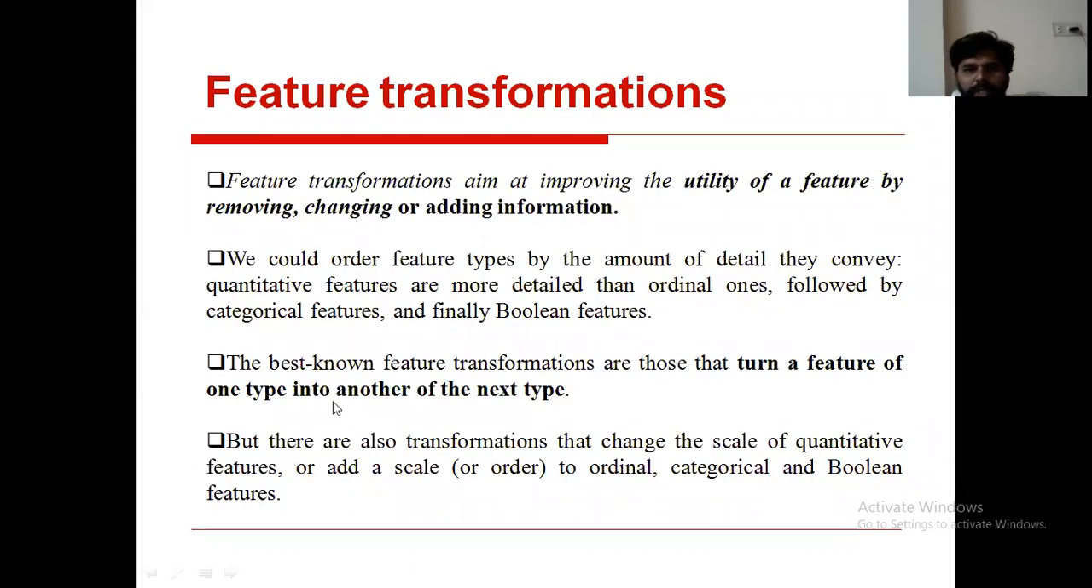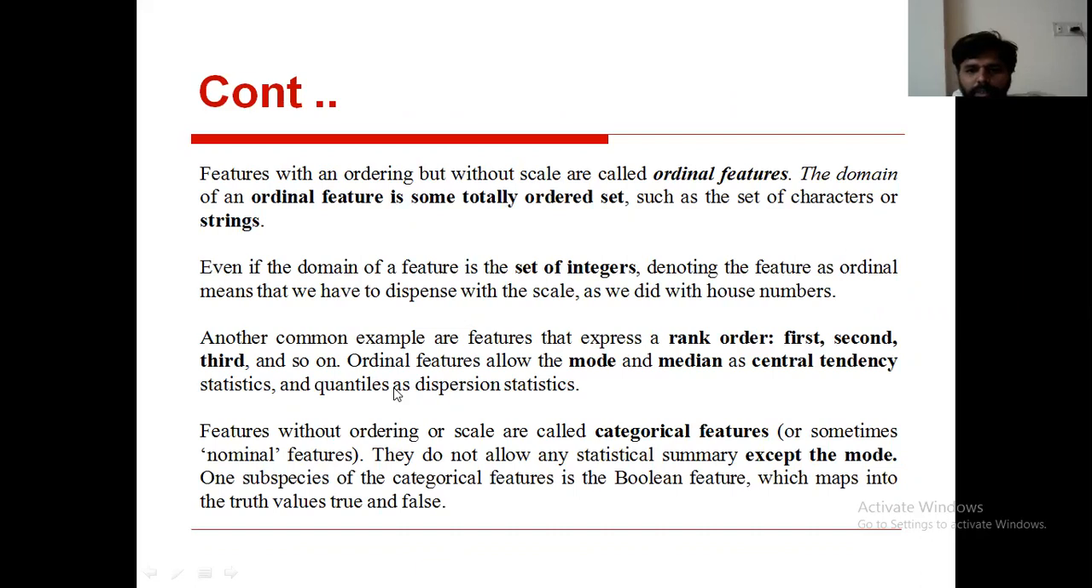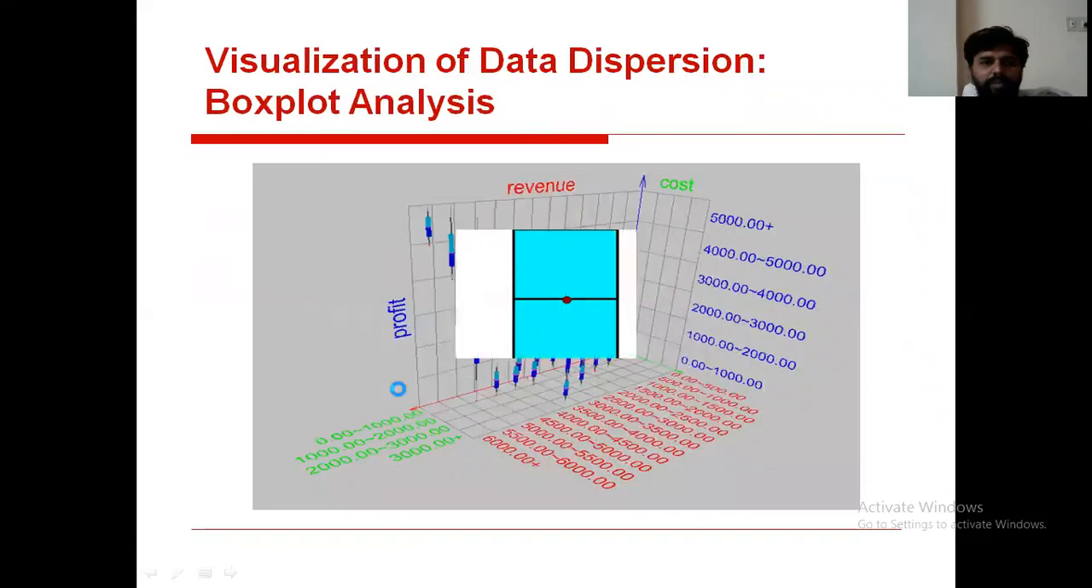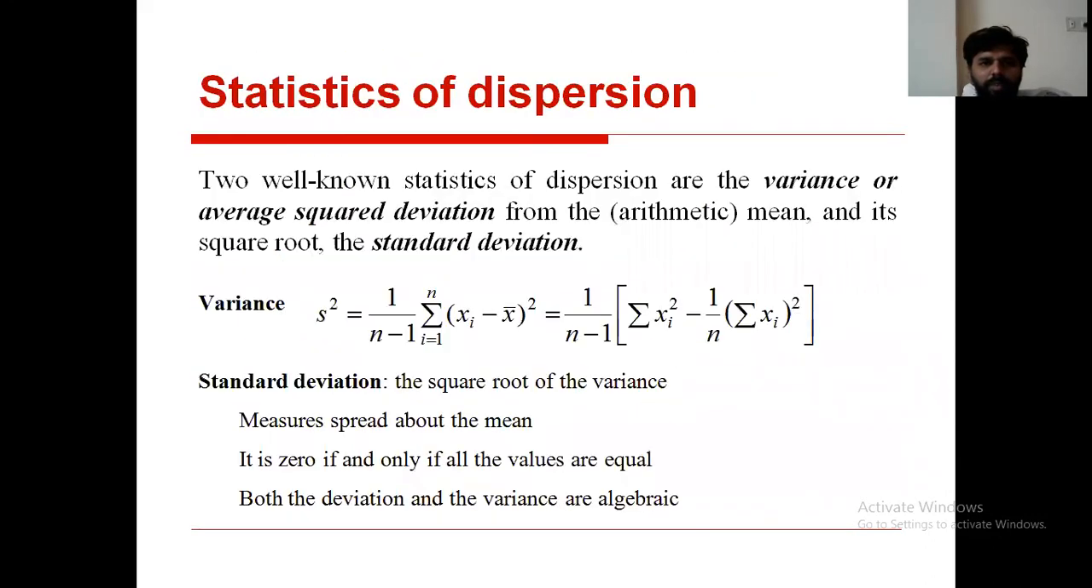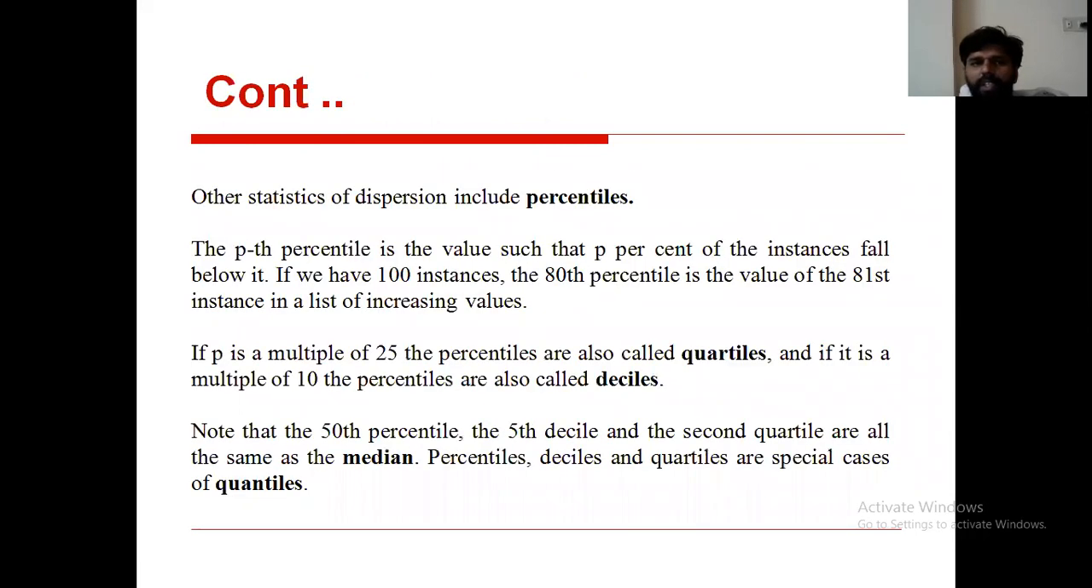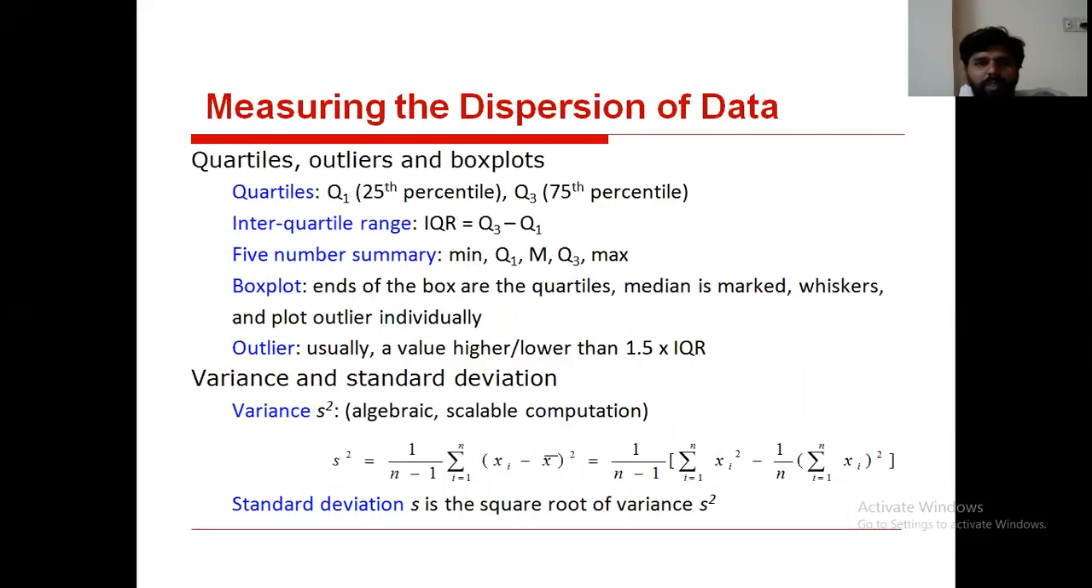And coming to the next one, till now what we discussed was statistics of dispersion. Under statistics of dispersion, we discussed two important points. One is variance and another one is standard deviation. And the third type is measuring the dispersion of data. For data dispersion, we are using quartiles, interquartile range, 5-number summary like box plots, and we are also using variance and standard deviation.